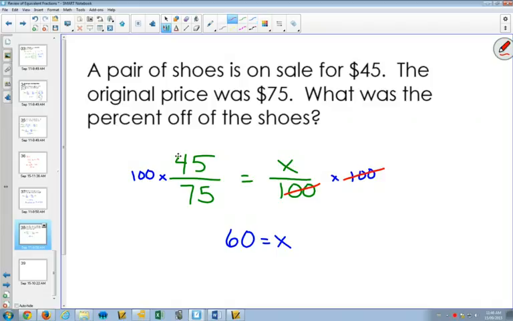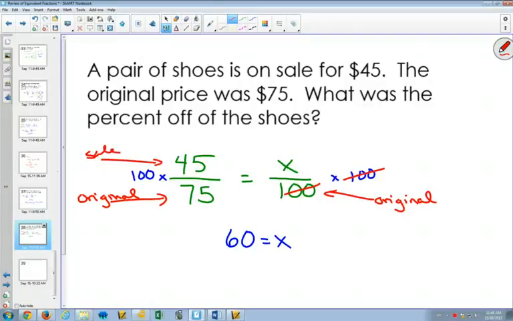So again, things to look at. Here was our original, and our original price is 100%. And here is our sale price. So our sale price is the X, and that's 60% of the original price. So what percentage off? It was 40% off.